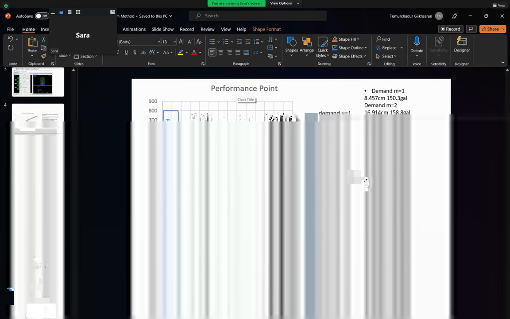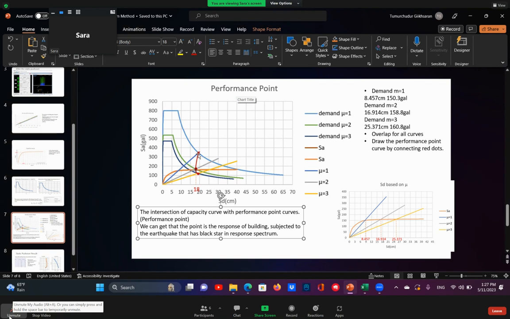And after that, drop the performance point called by the connected red dots. In this point is the demand M1, and this one is the demand M2. This one is demand 3. And the intersection of the capacity curve with the performance point curve is called the performance point.